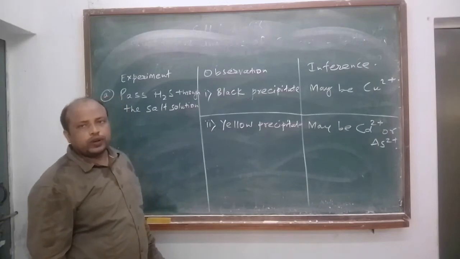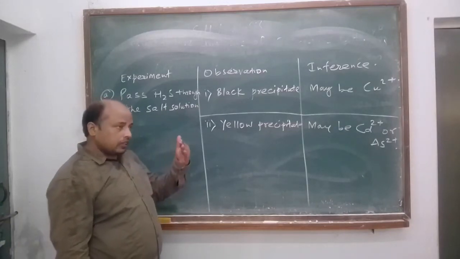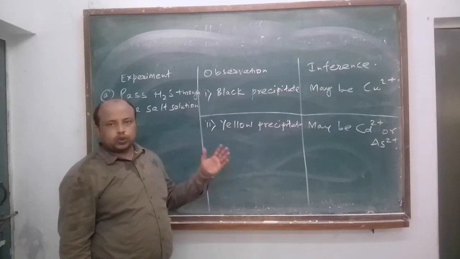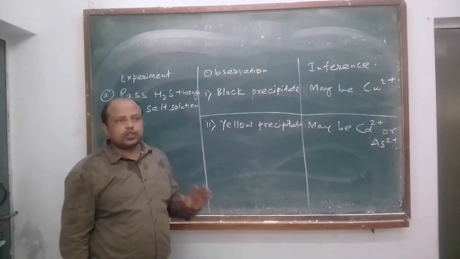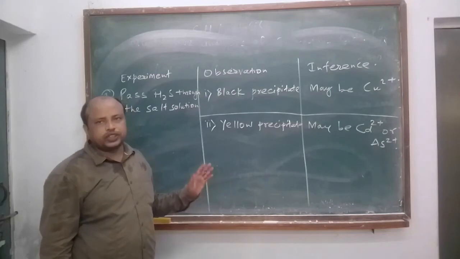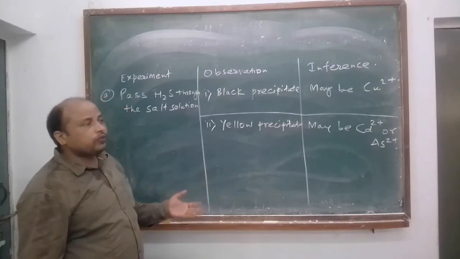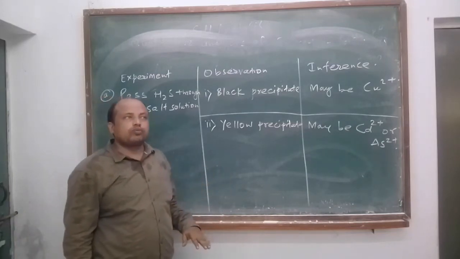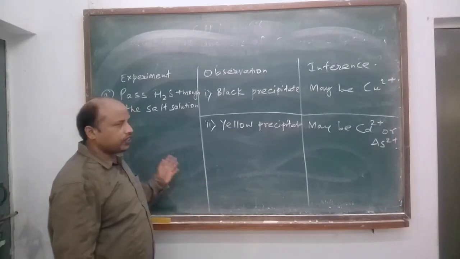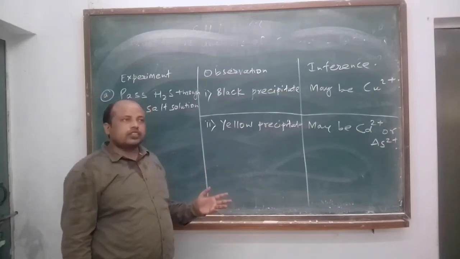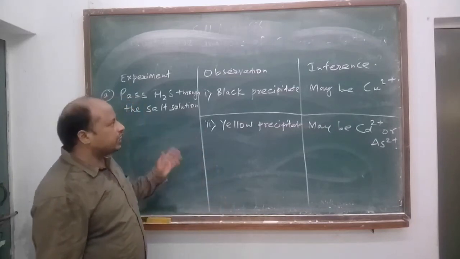So what we have to do? We have to perform the group reagent test. So first for zero group, if you add dilute NaOH and no reaction occurs, then zero group is absent. Next, we go to the first group. If you add dilute HCl and no precipitate is obtained, then the first group basic radicals are absent.